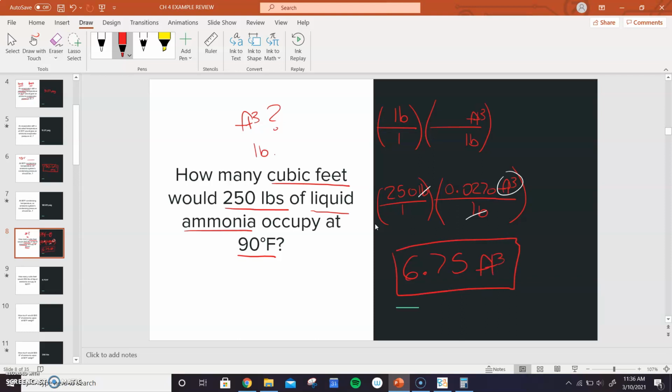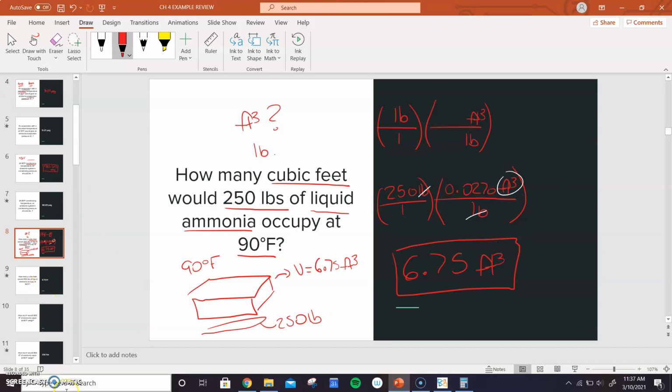So if we had 250 pounds of liquid ammonia, okay, we put it on a scale, right, and it read 250 pounds, then the volume of the box it would take up would be 6.75 cubic feet. Okay, if it was operating at 90, if the ammonia in that box was operating at 90 degrees Fahrenheit. Okay, now let's try the next problem.